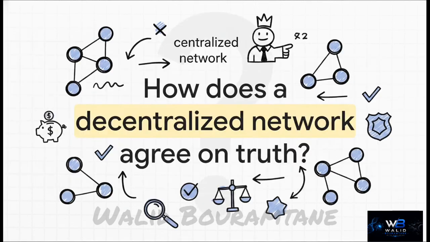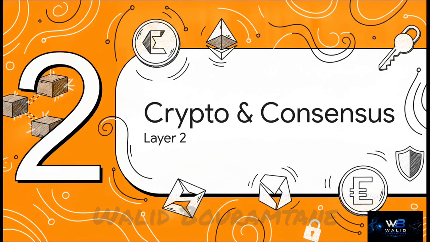But looking at that process, it raises a massive question, right? If there's no central boss, no bank manager, and literally no single authority in charge, how does a decentralized network of thousands of strangers actually agree on what's true? Section 2. Cryptocurrencies and consensus.